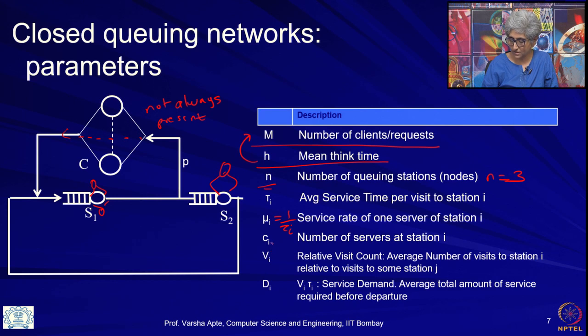Then we have this thing called V I, which is similar to the visit count for open queuing networks, with a very big difference: in closed queuing networks, visit counts are relative, and I will explain this a little more later. What V I denotes in closed queuing networks is the average number of visits to a station I relative to visits to some station j. I will explain this in the next few slides. But once we have a relative average visit count, we can define service demand the same way that it was defined for open queuing networks.